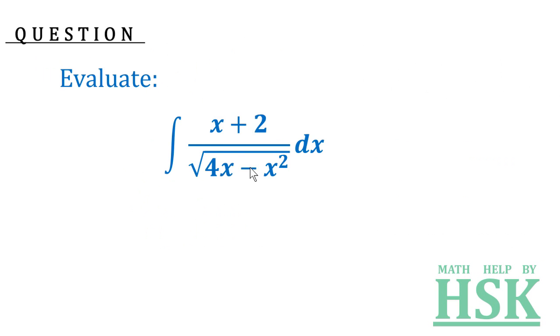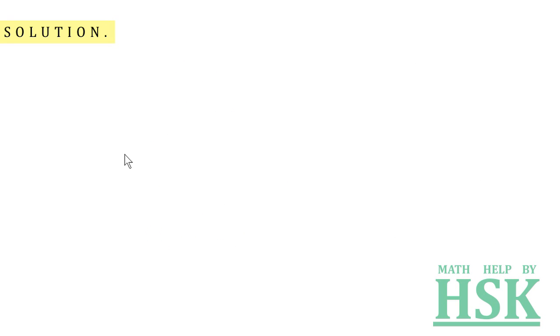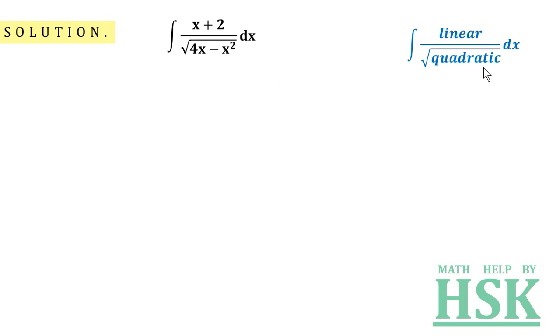The question is, evaluate the integration of the function (x plus 2) upon square root of (4x minus x square) with respect to x. Now to solve this question, first of all we take the given integral and we see that it is in the form of a linear expression upon a square root of a quadratic expression, right?